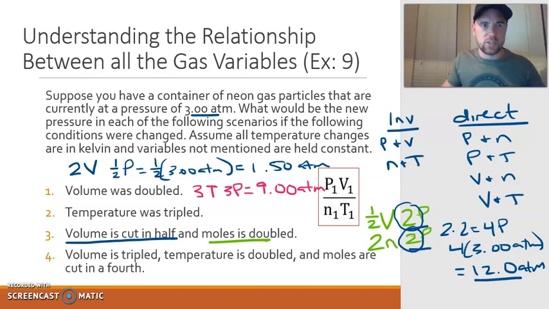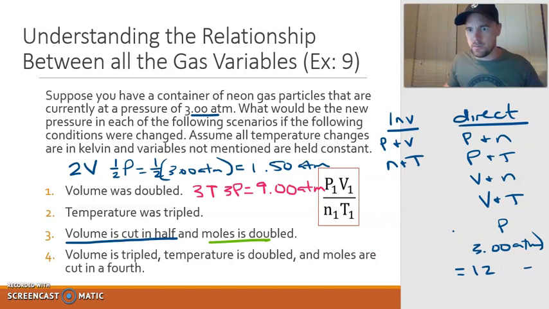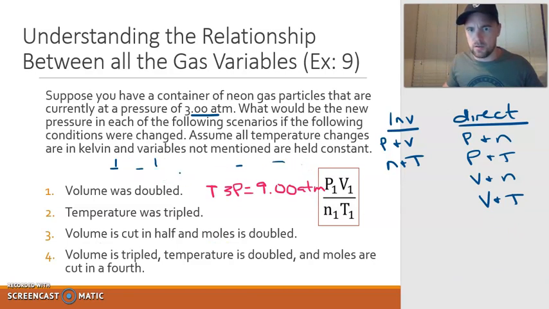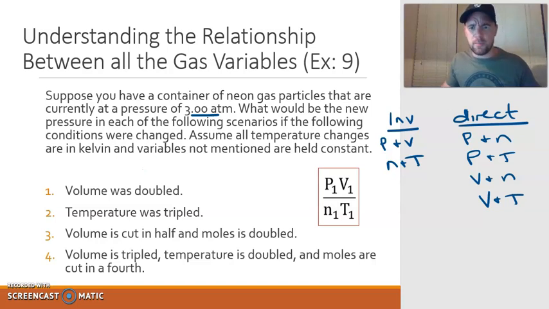All right, let's go for the gusto. Let's get a really tough one, okay? And I'm going to give myself a little bit of space here. I'm going to erase some things so I can have more space to work this one out. All right, and we're done with this up here, so I guess I can get rid of all that too. All right, last one. Volume is tripled, temperature is doubled, and moles are cut in a fourth. Sure, yeah, let's do it all.